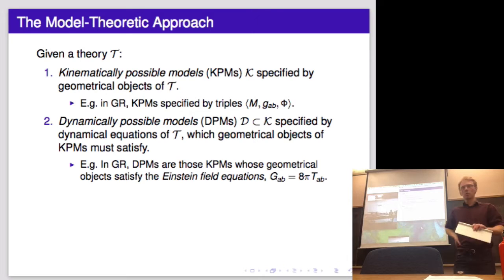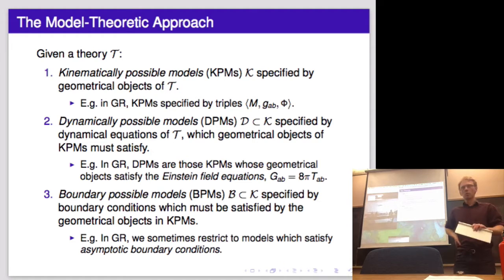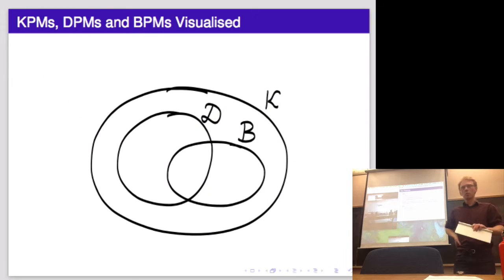In this talk, I want to introduce a third class of model. These I'm going to call the boundary possible models. These are the kinematically possible models which satisfy certain specified boundary conditions. For example, we might specify that the metric field be asymptotically flat. With these three types of models in hand, we have a picture that at the moment looks something like the following. We have the kinematically possible models, and then within that, the dynamically possible models and the boundary possible models. At the moment, it's not completely clear how these dynamically possible models and boundary possible models overlap. But that's something that we'll talk about later on. We don't need to worry about it too much just yet.